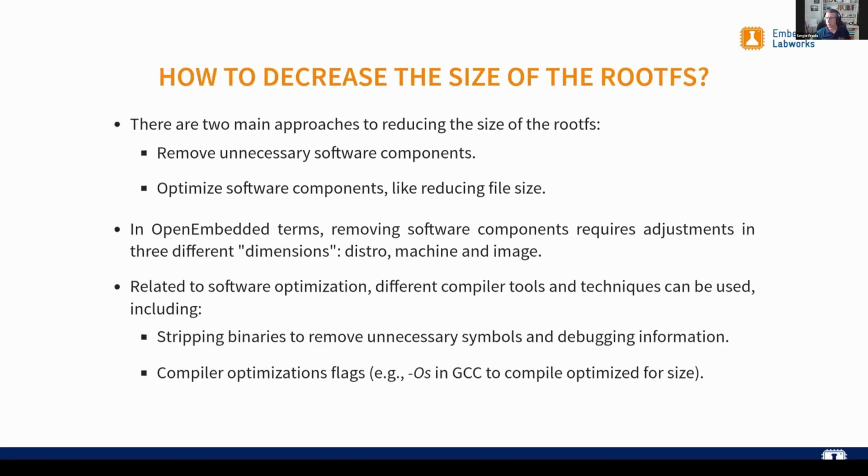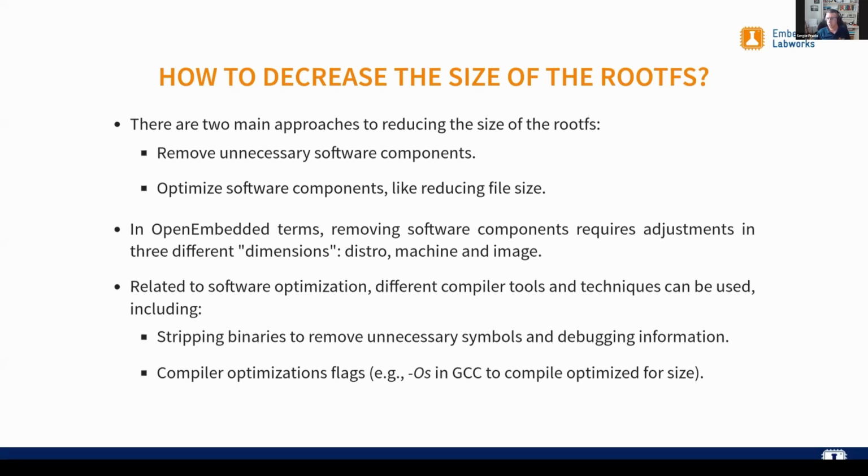About decreasing the size of the root file system, we have mainly two approaches. You can remove components from the image, and/or you can decrease the size of the components, right? So you can remove a binary, or you can decrease the size of that binary. So there are just two approaches that you can focus on. About removing components, from the OpenEmbedded Yocto perspective, you have to work on three different dimensions: the distro configuration, the machine configuration, and the image configuration. They are kind of orthogonal, and one can impact the other.